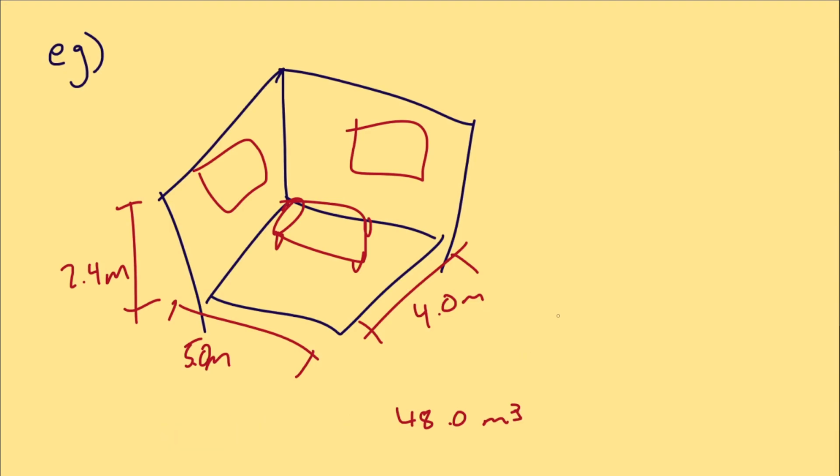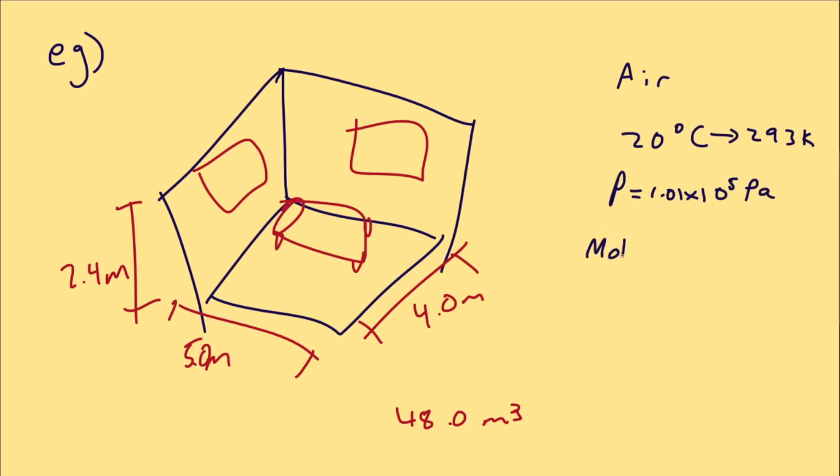And we're going to assume a few things. We're going to assume that air behaves ideally, that room temperature is 20 Celsius, which in Kelvin is 293, that the pressure is 1.01 times 10 to the power 5 pascals, and that the molar mass of air is 29 grams per mole. Let's find the amount of air in your room.